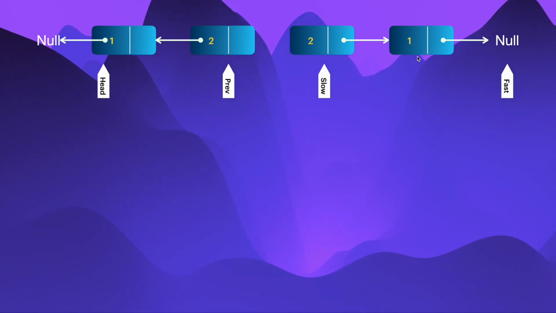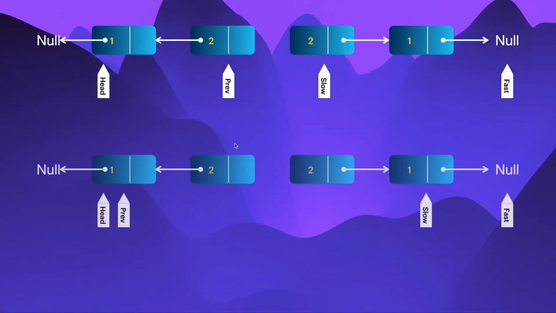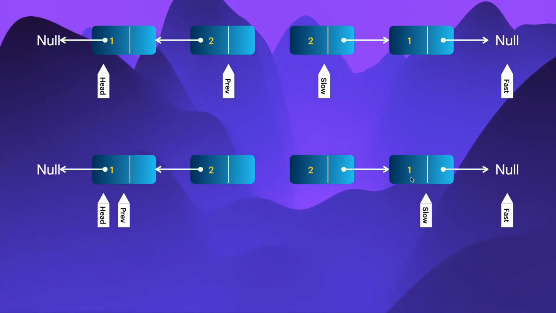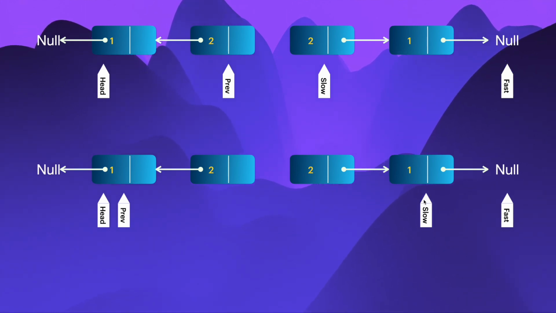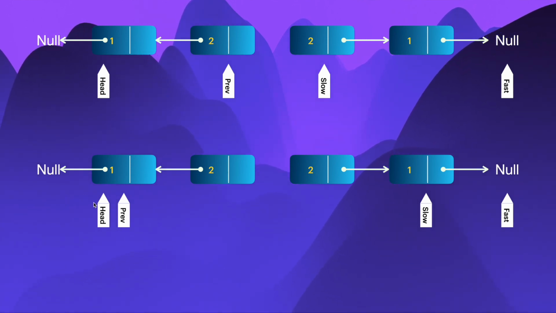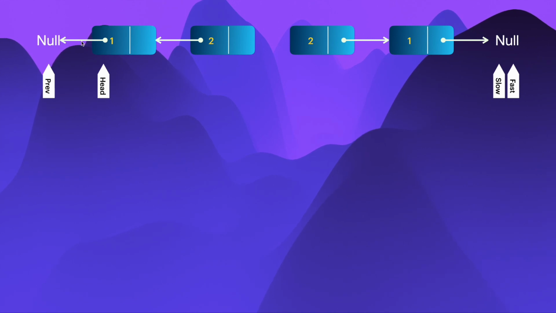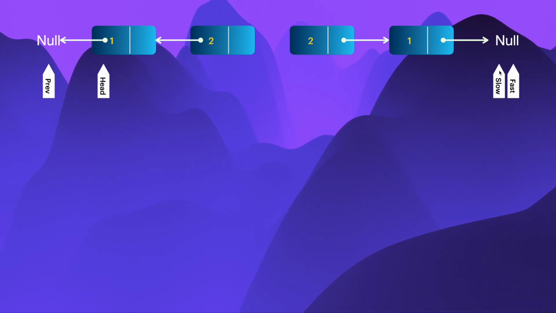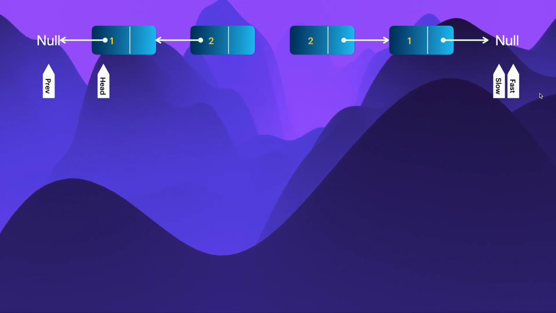So slow is going to point at this one and previous is going to point at this node. And we will check again if the slow node's value and the previous node's value are equal. If it is equal, then we will increase the slow pointer and the previous pointer one step ahead. After incrementing both pointers, the last scene is going to be like this. The previous pointer is pointing at the null and the slow pointer is also pointing at the null. So we will break out of the loop and return true because there are no nodes to compare.